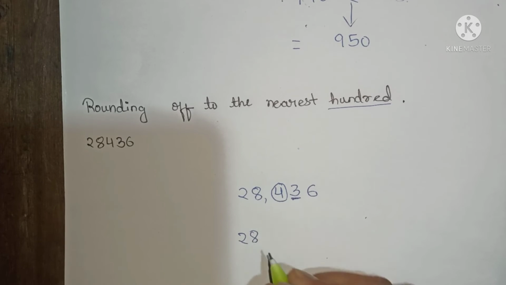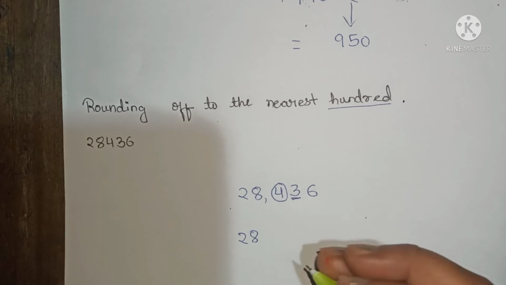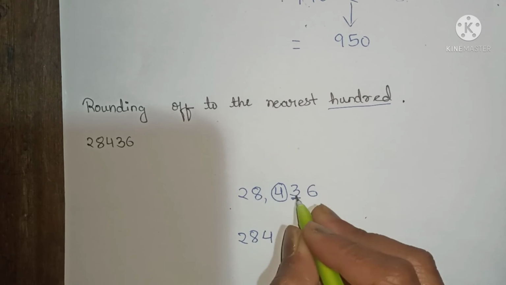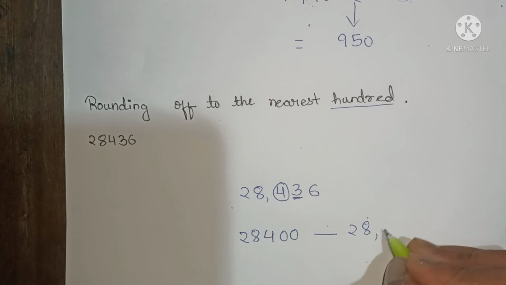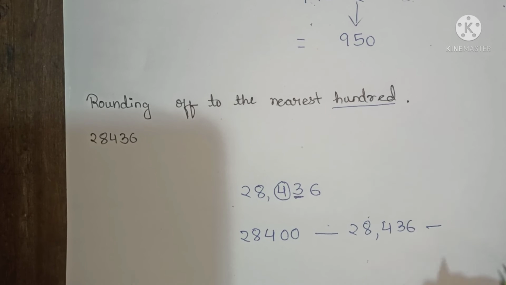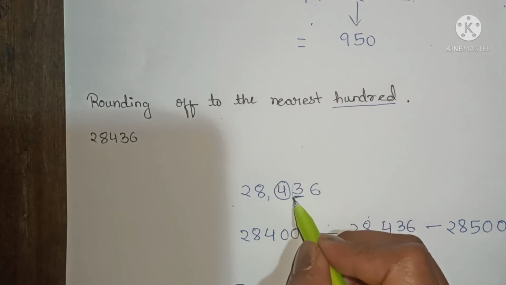So we will not change the numbers on the left side. 28 will remain 28 only. Now this 4 and these two numbers will become 0, 0. And here we have the number that is our bike. And what will be the next number? 28. This 4 will become next. That is, what comes after 4? 5. So 500. Now this is 3.